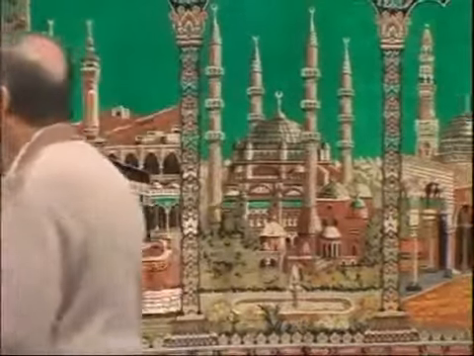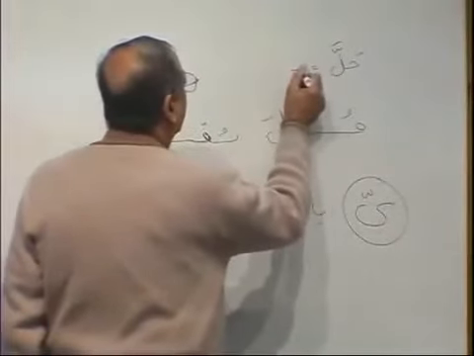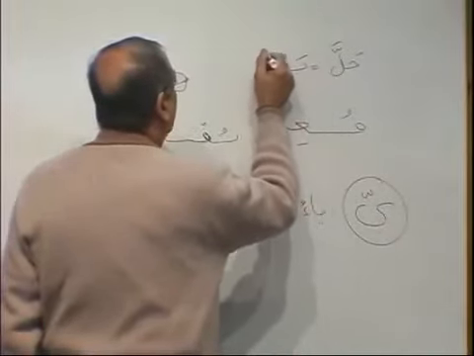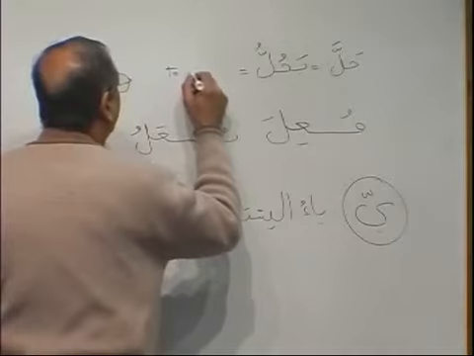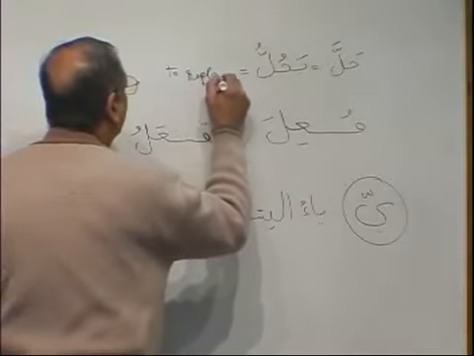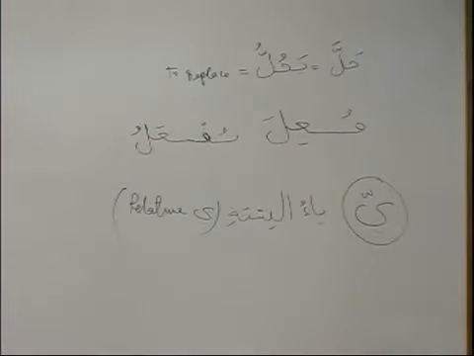Wa yahullu. What is it? Yahullu. Brother, write down halla. Halla. Yahullu. What is the meaning of it? To replace. Halla has got many meanings, about 3-4 different meanings, and they are all important. But in this particular sentence, the meaning is to replace. Okay?